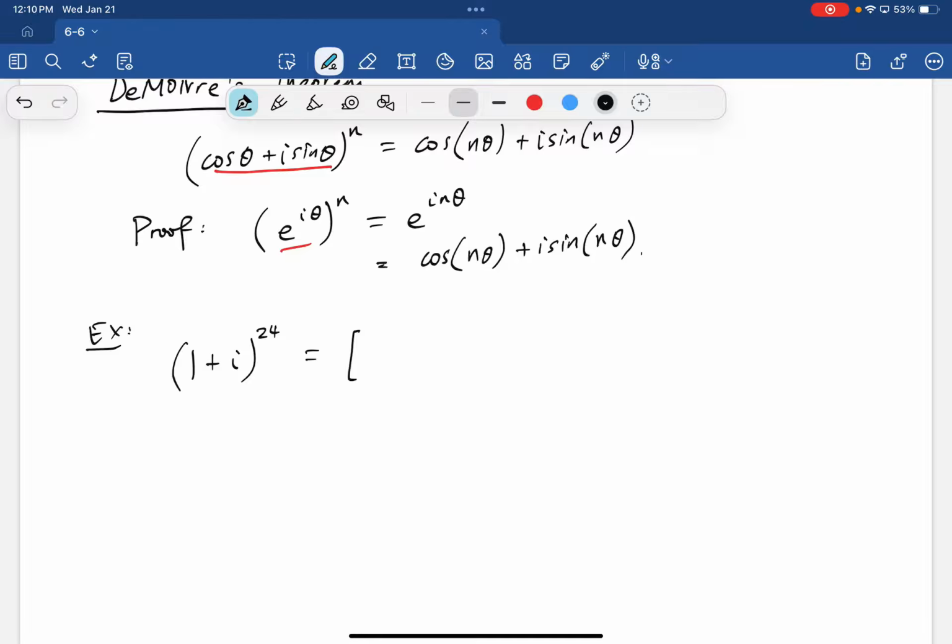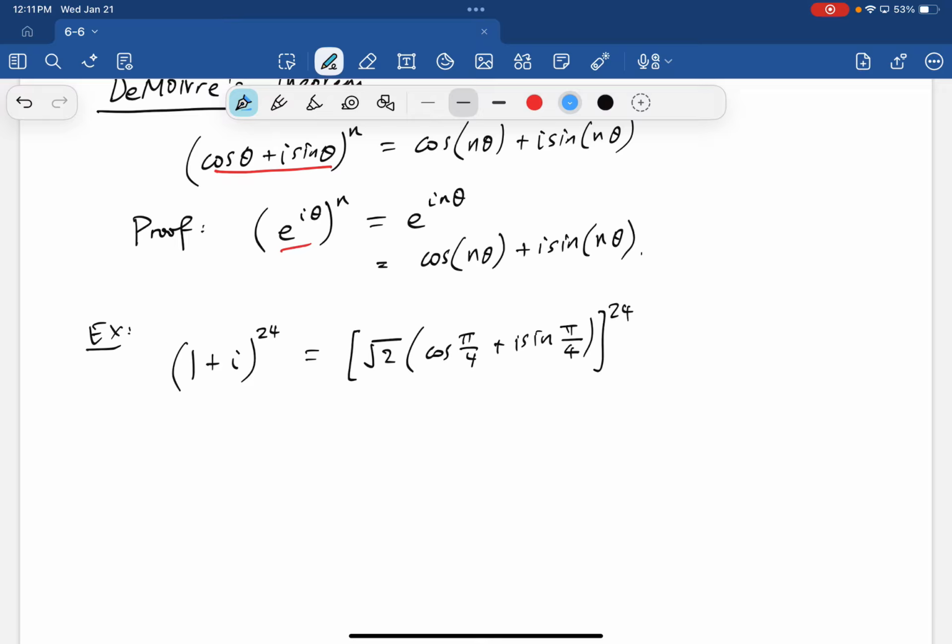So the first step is to convert whatever's inside the parentheses to trigonometric form. You guys know how to do that, so I won't show you. This is just root 2 times cosine pi over 4 plus i sine pi over 4. That was the homework, right?